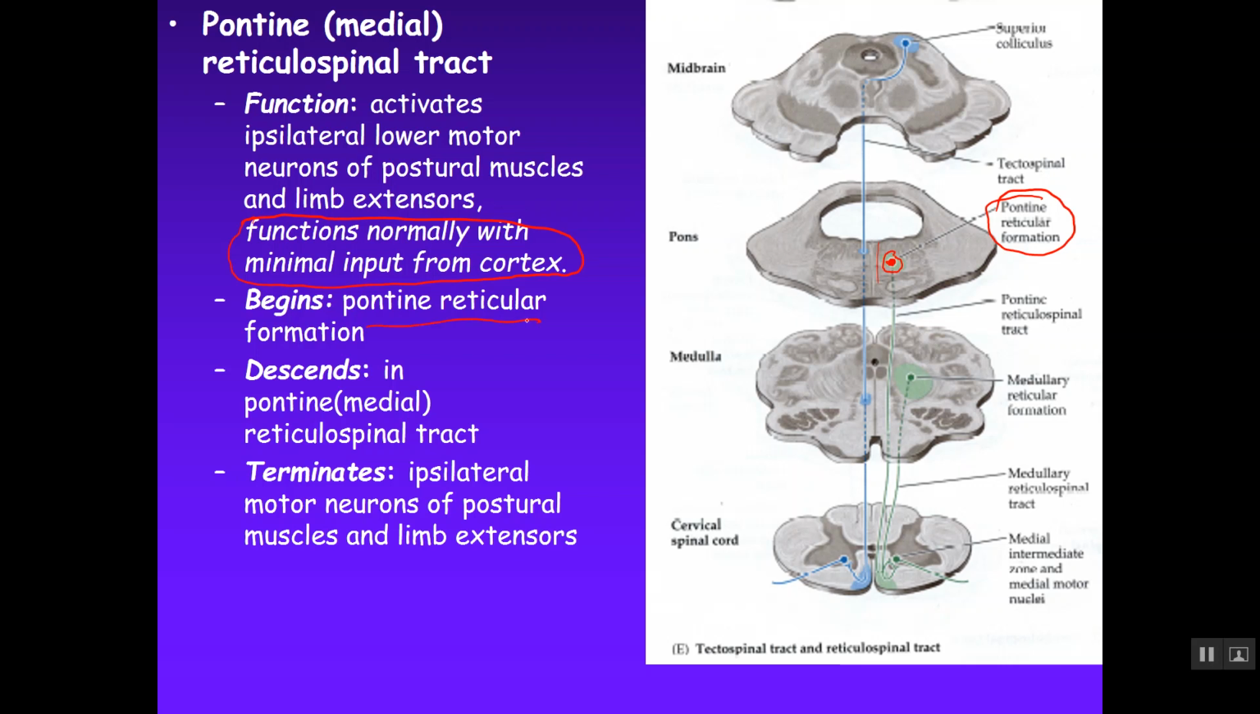It begins in the pontine reticular formation, descends in the pontine or medial reticulospinal tract. Again, this is one of those pathways that is just running down through the front part of the brainstem, and it's nondescript. It's hard to identify, and you can identify it more once you get in the spinal cord. It terminates in ipsilateral motor neurons of postural muscles and limb extensors. So, ipsilateral pathway.